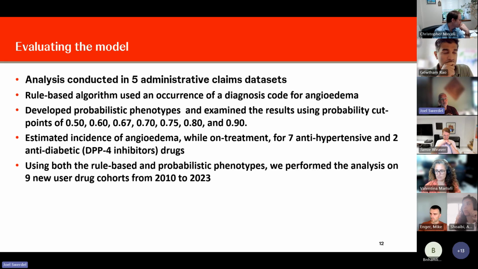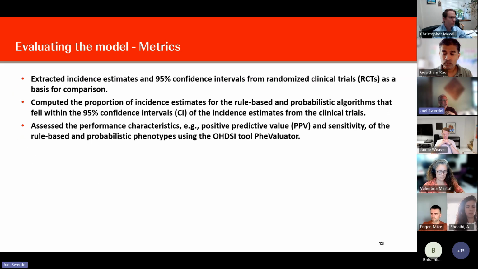You can think of it as a convenience sample. The reason I did this is that I wanted to compare the results from randomized clinical trials to see how the results from this probabilistic phenotype worked as far as accuracy in determining an incidence rate or an incidence proportion. We performed the analysis for data from 2010 to 2023.